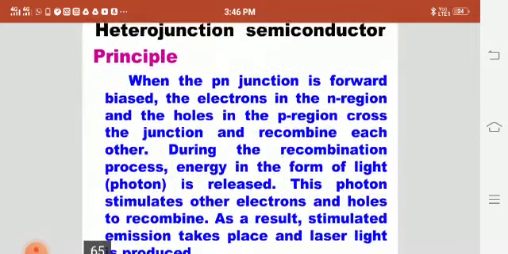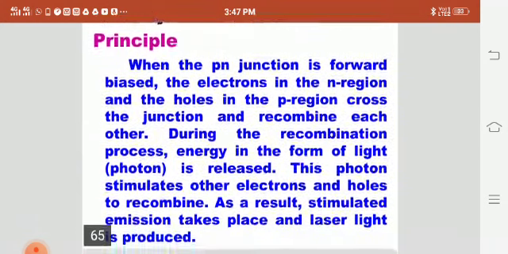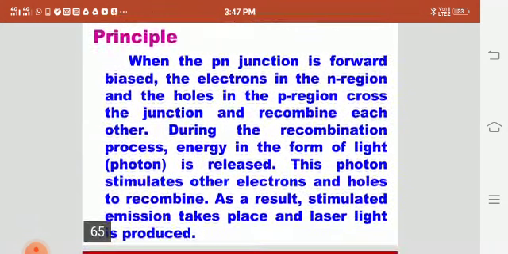This is the same as that of homojunction laser, where more number of layers are produced with different materials. Here a PN junction is forward biased, so the electrons in the N region and the holes in the P region cross the PN junction, that is the barrier potential, and recombine with each other. During this recombination process, energy is released in the form of photons. This photon stimulates the other electrons to recombine. So the stimulated emission takes place and laser light is produced. This is the principle of heterojunction laser.